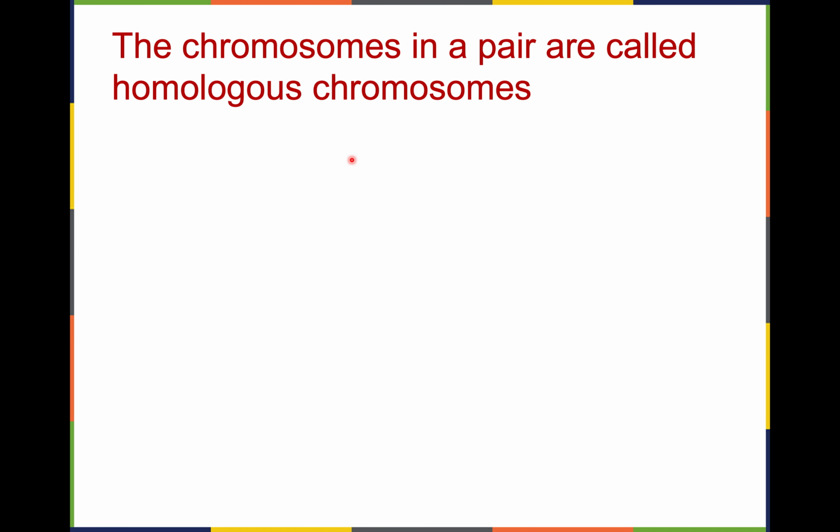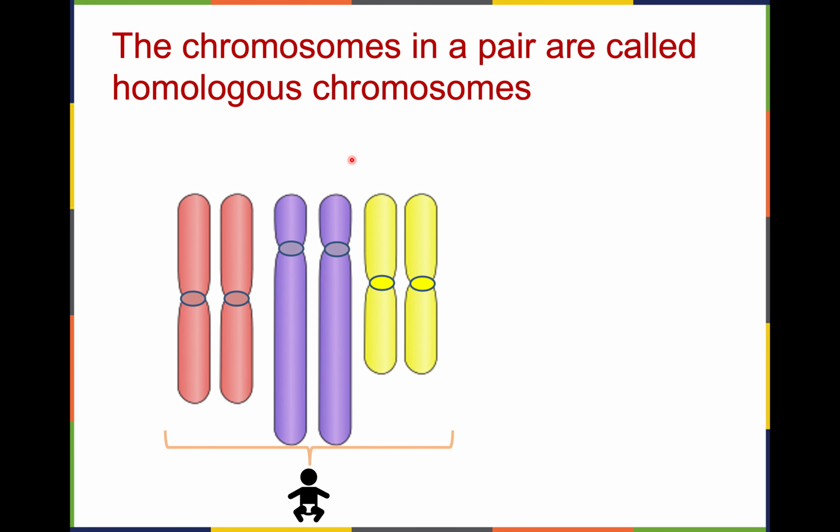The chromosomes in a pair are called homologous chromosomes. So let's look at the chromosomes for this baby. If we were to look at the chromosomes for this baby from its cells, let's say skin cells, we would see chromosomes pairwise. So where do they come from?